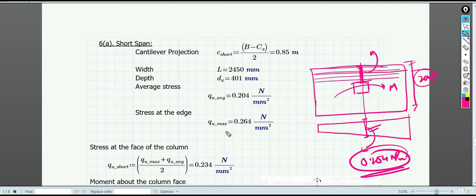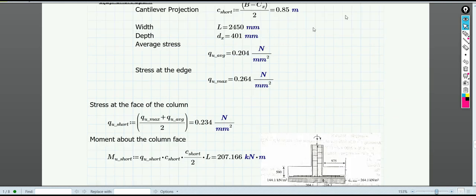Though we have the average of 0.204 Newton per mm square, let us take a slightly greater value. Q average is 0.204, which is over here, and the maximum is 0.264. So let's take the average of these two, and that will be taken for the calculation of the moment. This average comes out to be 0.234.